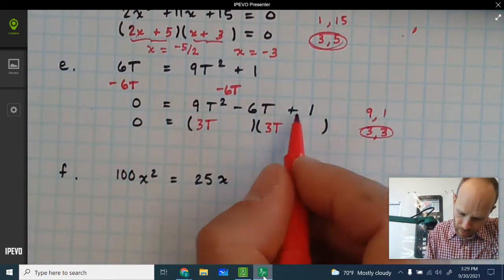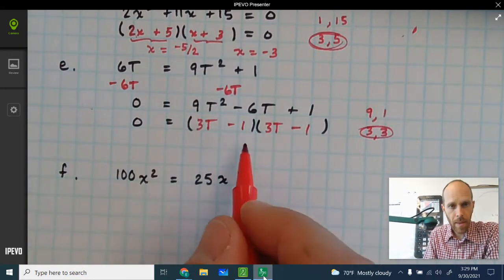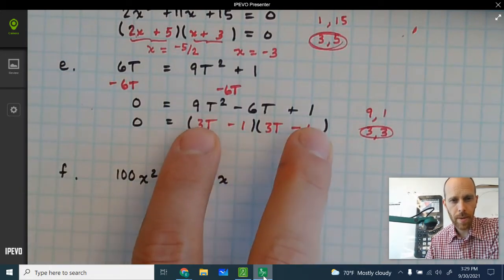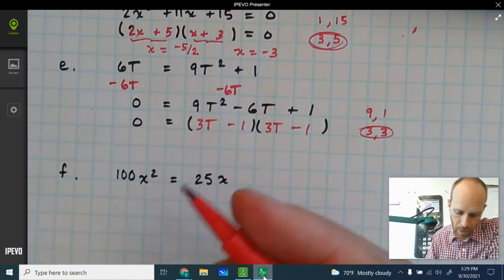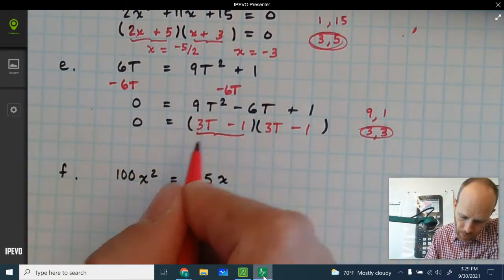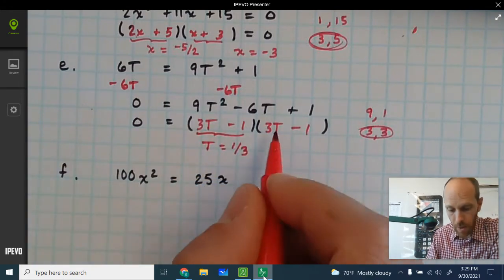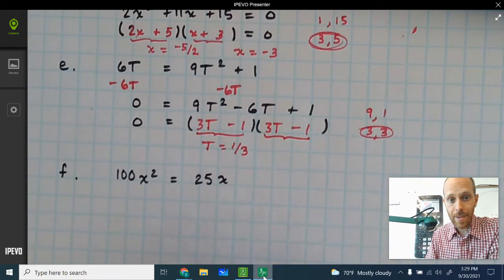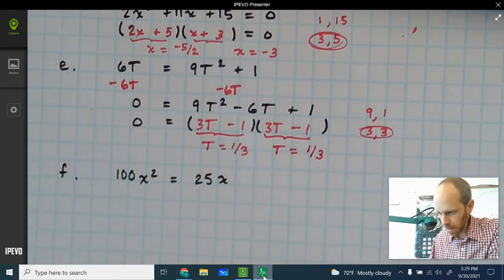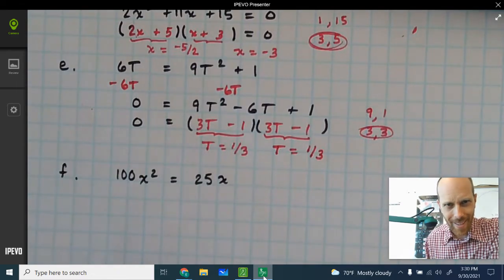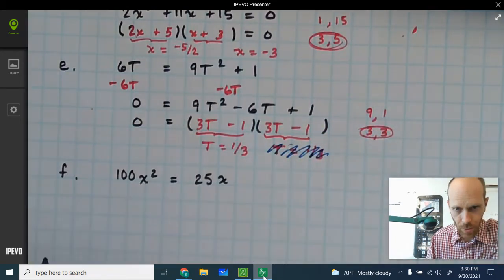Oh, and I can actually see that if I take this 1 and I break it up into negative 1 and negative 1, that will work because our outer terms are negative 3t and negative 3t, which gives us negative 6t. Now you notice that if I set this first term equal to 0, I will get t equals 1/3. Whereas if I set the second term equal to 0, I get t is equal to 1/3. Now it doesn't make a whole lot of sense to say that our answers are 1/3 and 1/3. So only write your answer once.